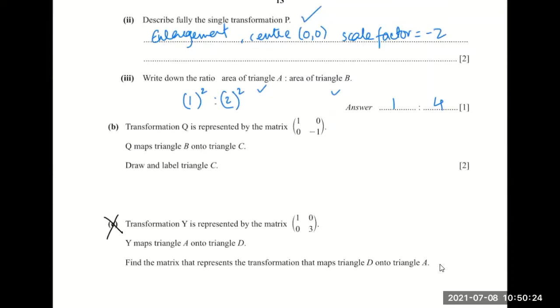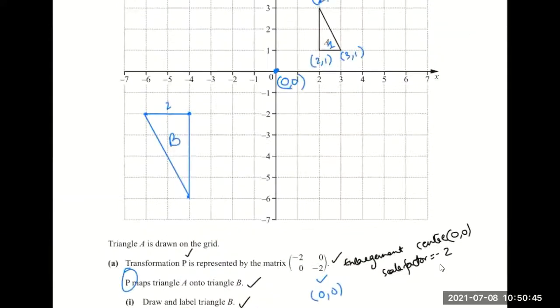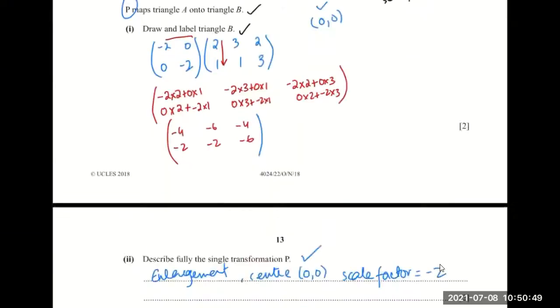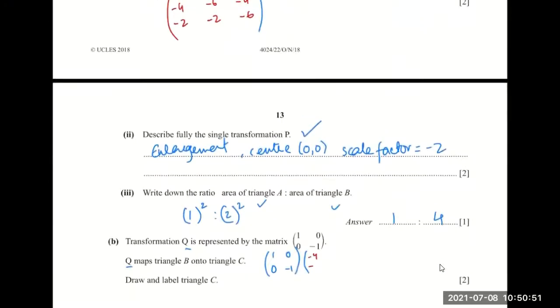Okay, then it says transformation Q is represented by this matrix. Now this is often difficult to see which transformation it is, because this could either be a reflection or a rotation or something like that. Q maps triangle B onto triangle C. Draw and label the triangle C. So I'm going to use my formula: the transformation matrix multiplied by the object matrix. In this case, the object is B. I have the coordinates: -4, -2, -6, -2, and -4, -6.